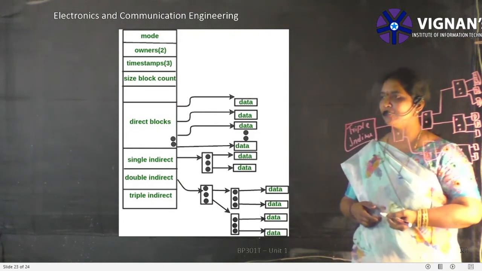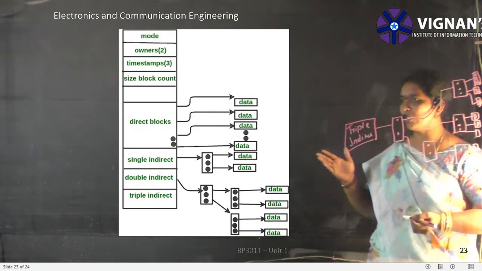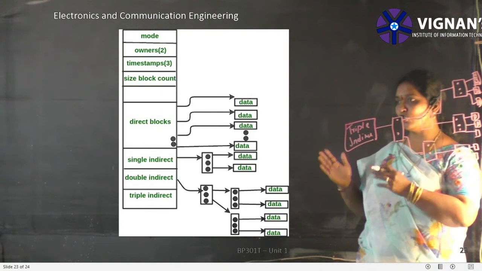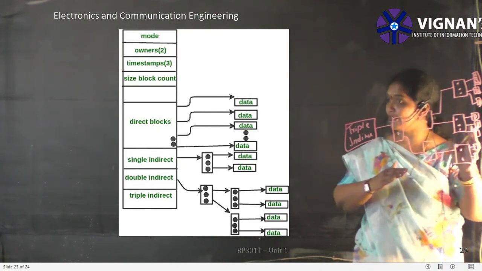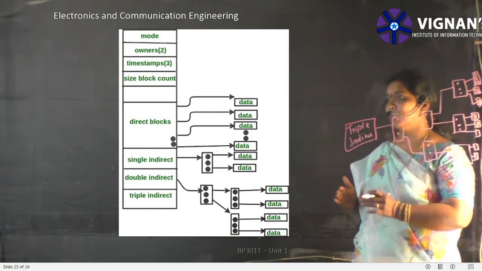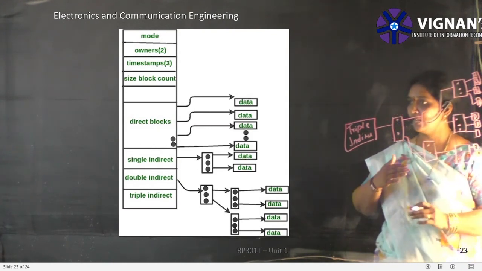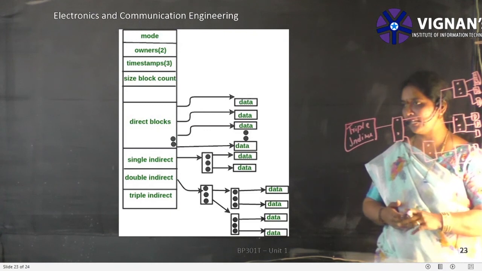In single indirect, we see only one block pointing to the address where the data will be stored. In double indirect, two blocks will be pointing to the different addresses where the data will be stored. And in triple indirect, three levels of addressing will be shown where the data will be stored.